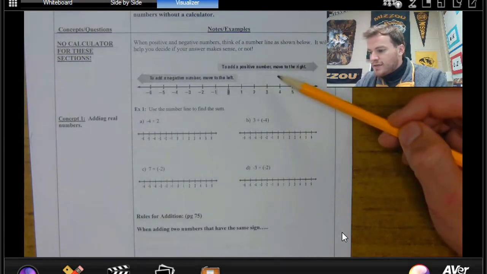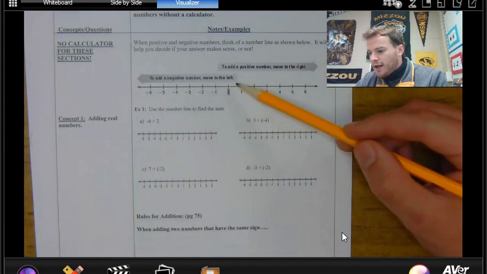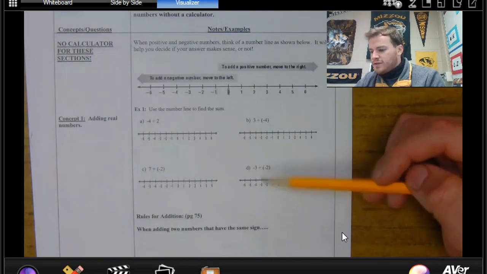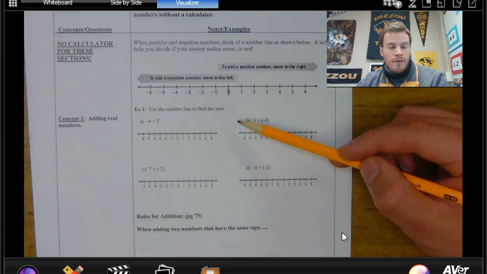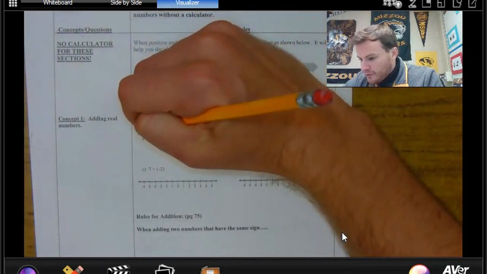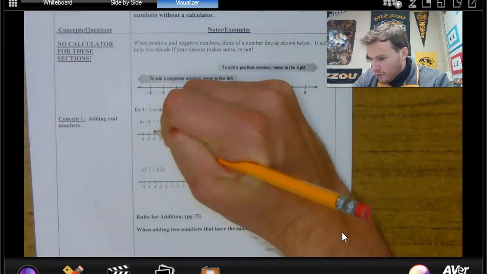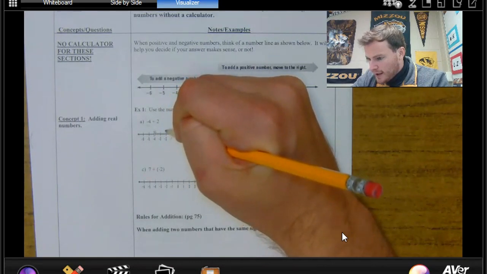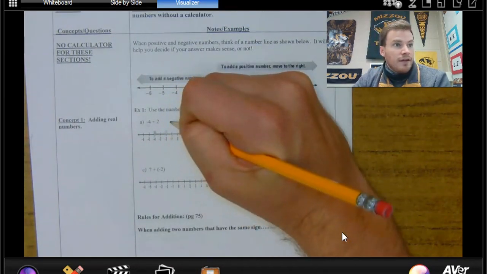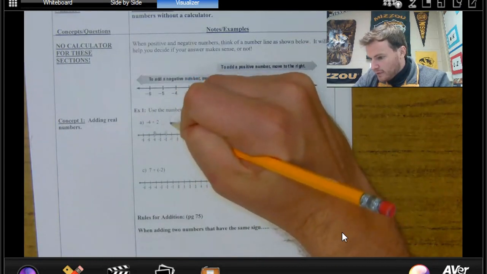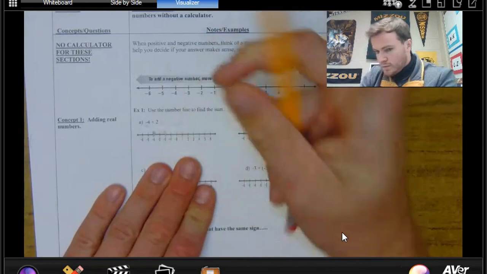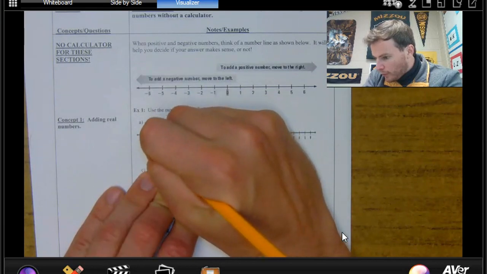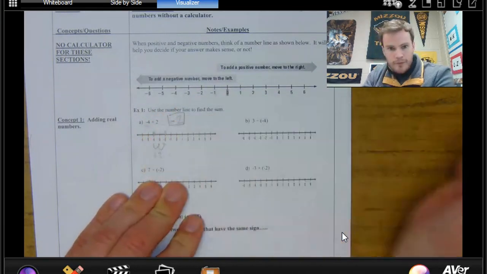To add a positive number, you move to the right. To add a negative number, you move to the left. Let's use a number line to find the sum. We start out at -4, and then we add 2. We end up at -2. So we go over 1, 2. We add 2. Got it?